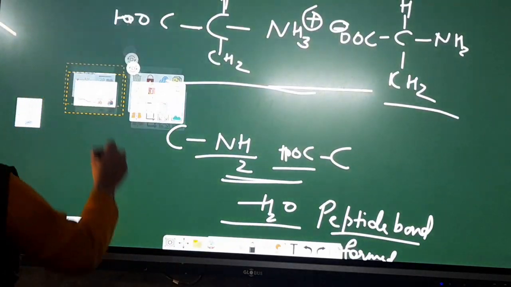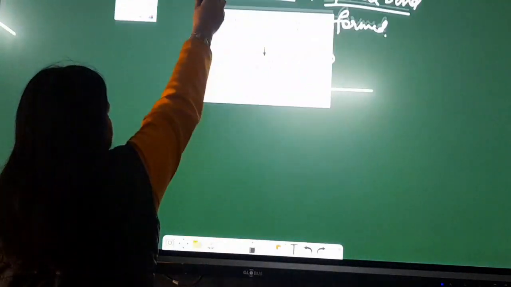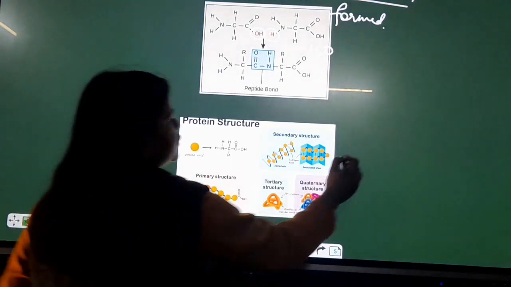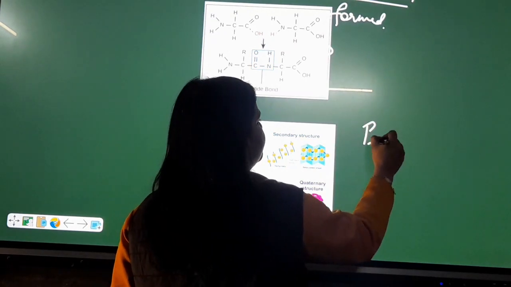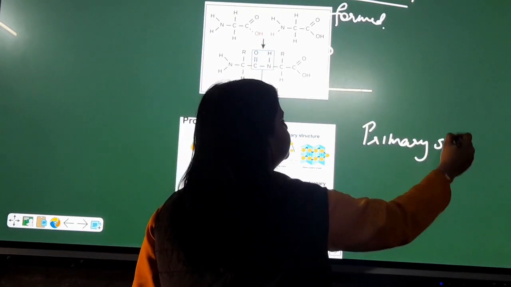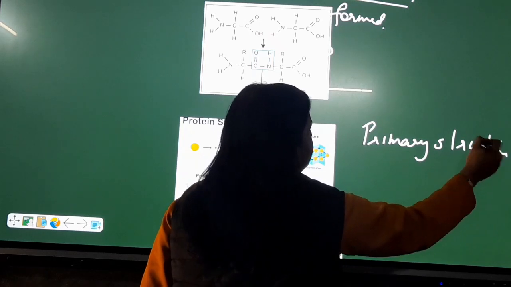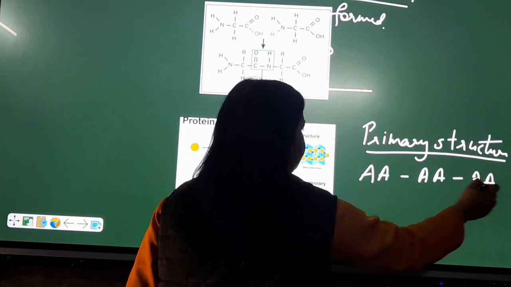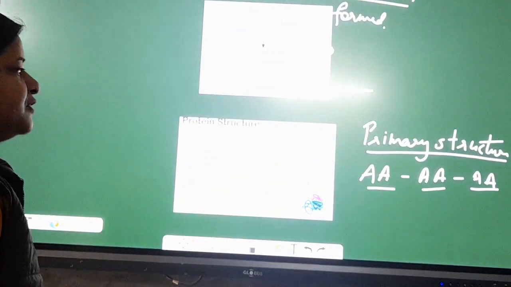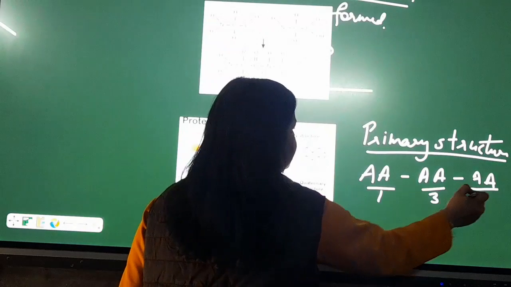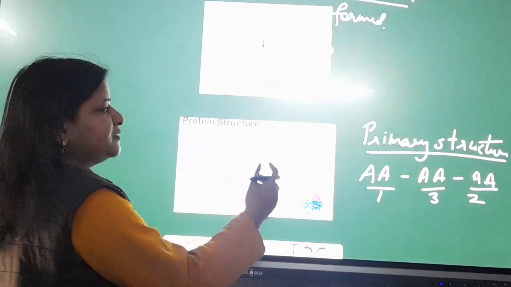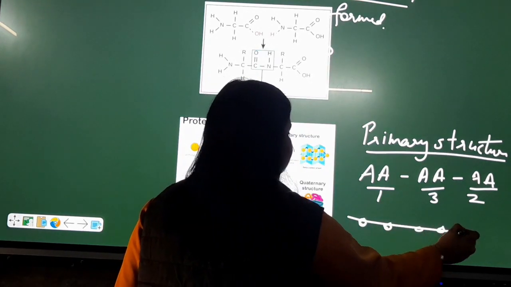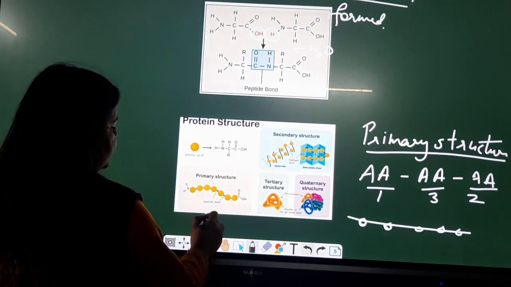Now we can represent protein structure with the help of this diagram, in which the primary structure shows the sequence of amino acids in which they are joined. अलग अलग अमीनो एसिड कौन से सीक्वेंस में ज्वाइन हैं, 1 पहले लगा है, 3 बाद में लगा है, 2 पहले लगा है, तो उसके बेस पे इसको हम प्राइमरी स्ट्रक्चर बोलते हैं. So it is just a single chain having different amino acids. So this one is showing the primary structure.